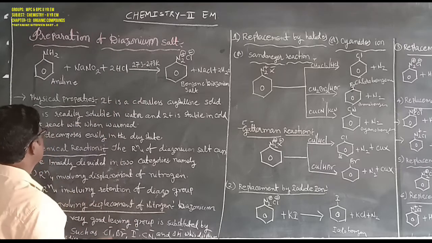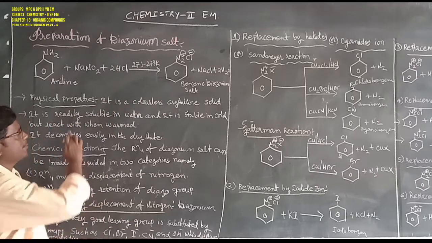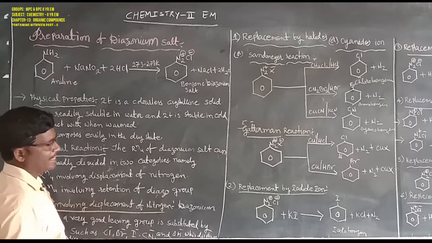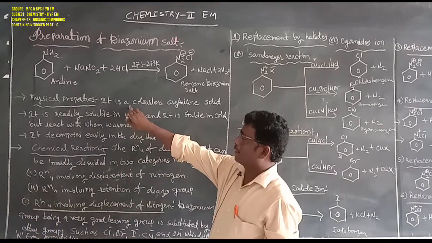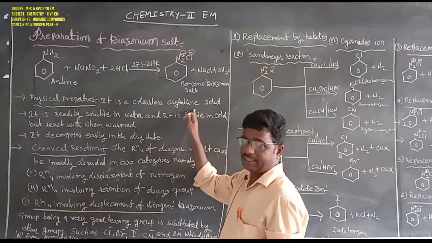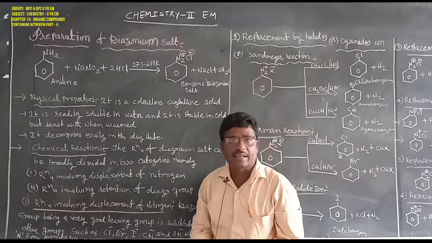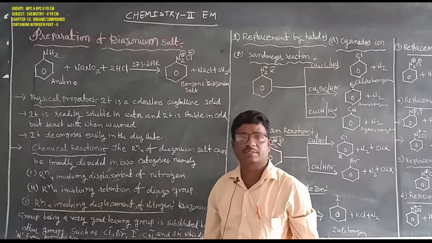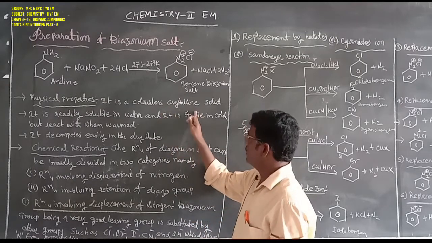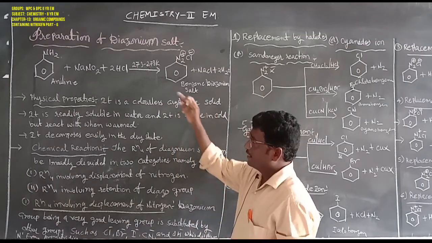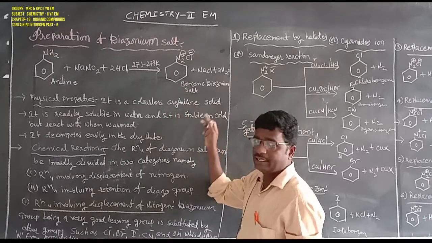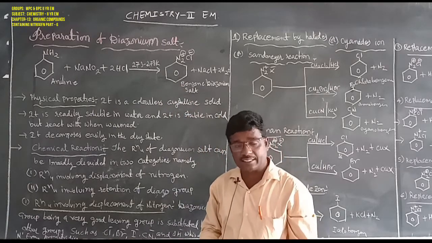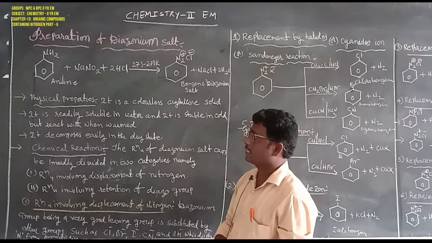Next, the physical properties of benzene diazonium chloride. Diazonium salt, benzene diazonium chloride, is a colorless crystalline solid. It exists in a crystalline solid state, and it is a colorless compound.